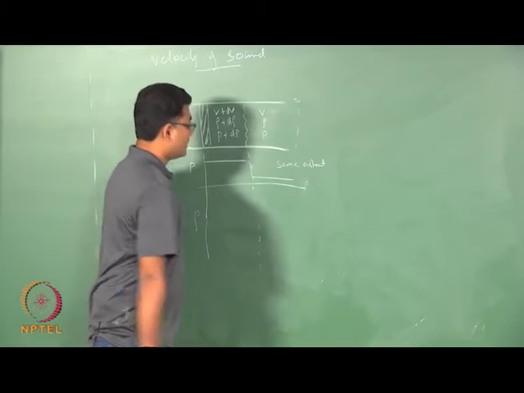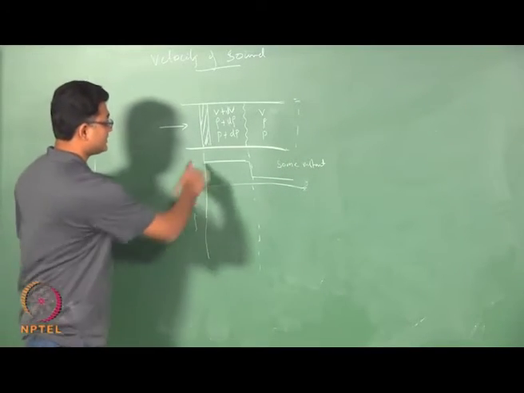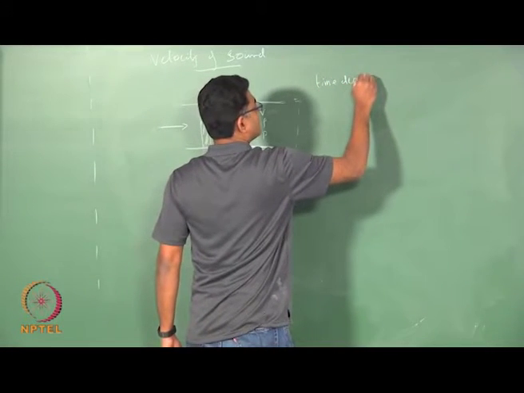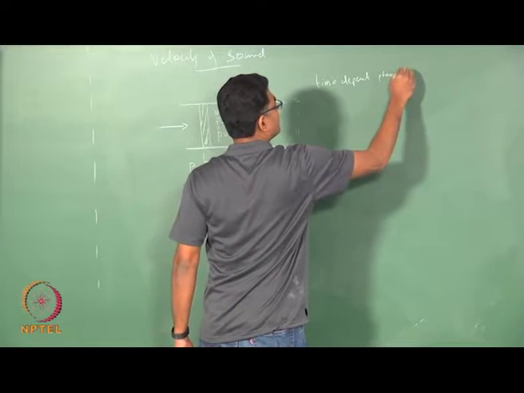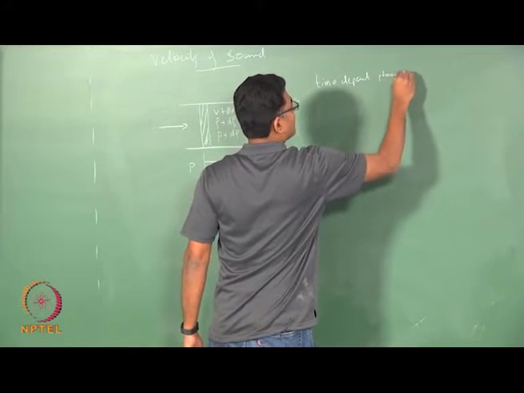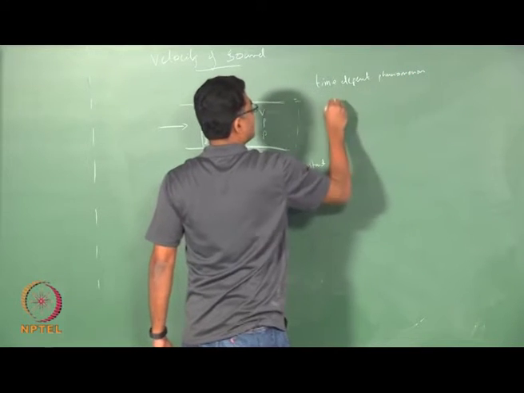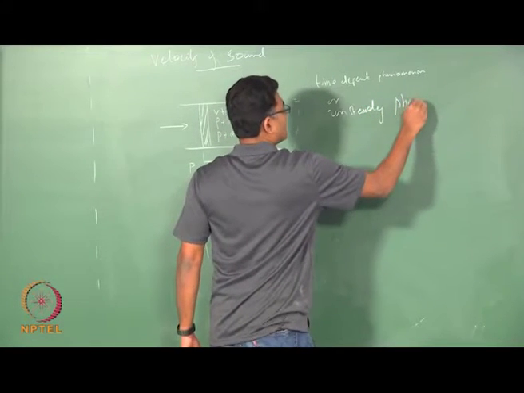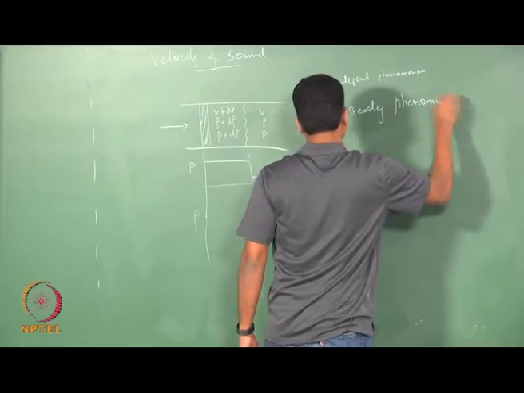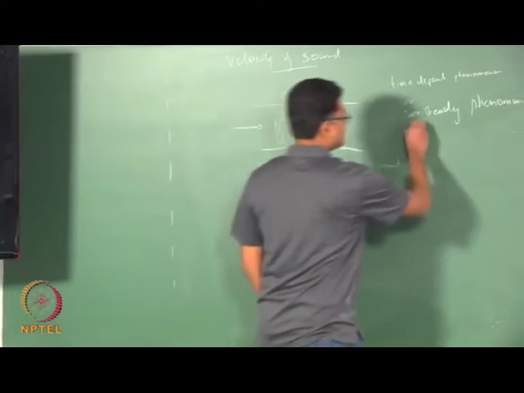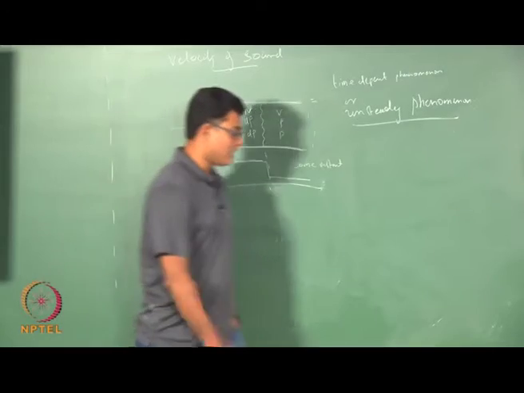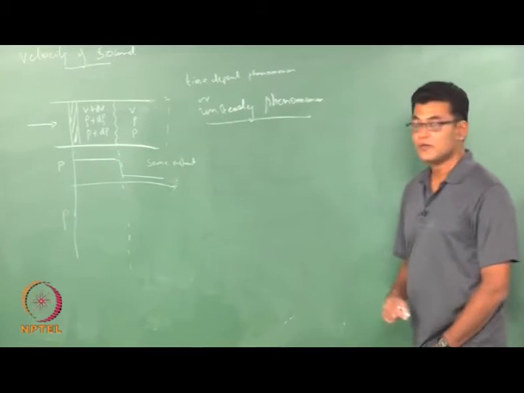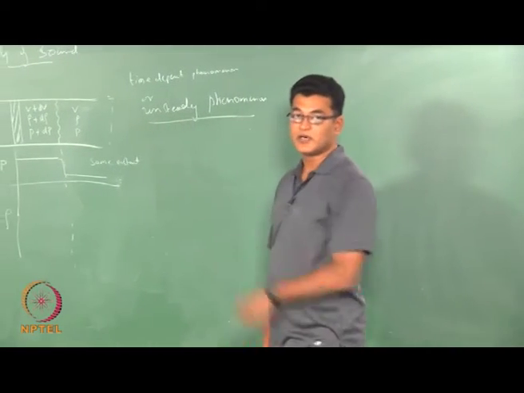Okay. Now, this is an unsteady process. So, it varies with time. So, this is a time dependent phenomenon, or an unsteady phenomenon. Okay. Now, we need to analyze this unsteady phenomenon. One way of doing it, if it is traveling with a uniform velocity, is you transform the coordinate system.